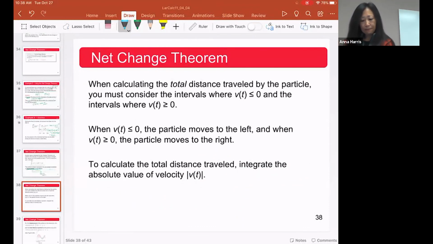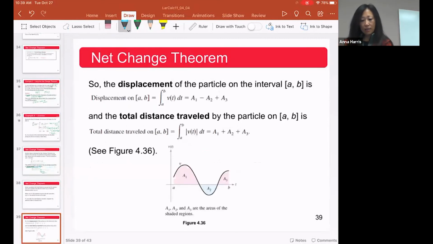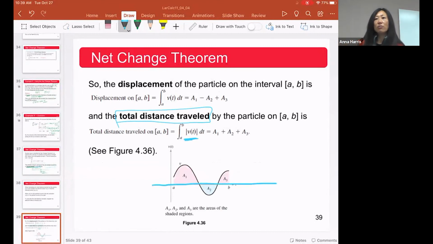But there's another thing. Now there's a net change for the velocity, which means I don't care about moving left and right. I just want to know exactly the total distance. Whenever you're looking for the total distance, you have to think of absolute value, which means integral, whenever you have this x-axis or t-axis, whichever you want to call it, the part under the t-axis is a negative number.